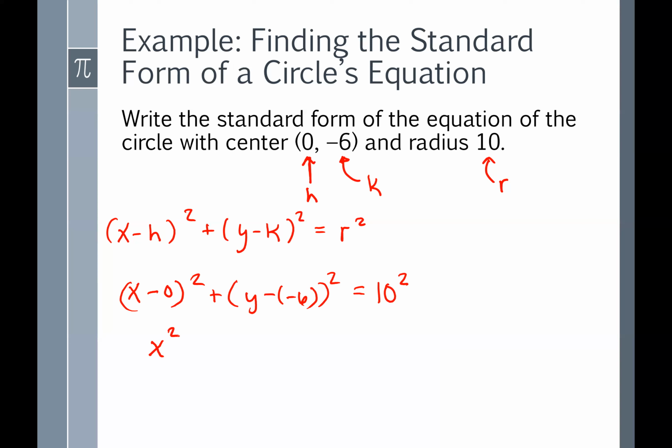Then I have y minus negative 6. That's going to end up being a negative negative, which gives me plus. So that is going to be (y plus 6) squared, and 10 squared, 10 times 10, is 100. And so there is the standard equation of a circle whose center is (0, -6) and whose radius is 10, the square root of 100.